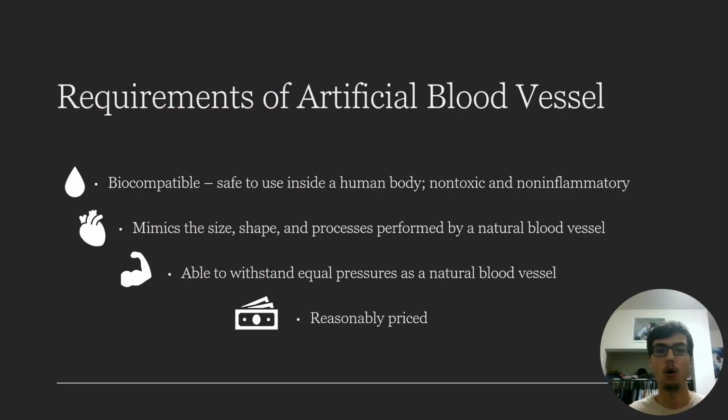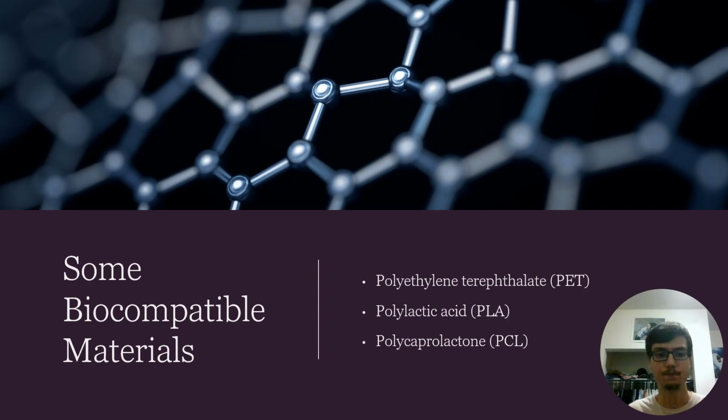Now, the requirements for an artificial blood vessel, because we know what a natural one is. Well, an artificial one needs to be biocompatible. The materials that go in the human body need to be non-toxic and non-inflammatory. The artificial blood vessel needs to mimic the size, shape, and processes performed by the natural blood vessel, of course, so that it can replace it safely. And the artificial one needs to be able to withstand pressures equal to or larger than what a natural blood vessel can withstand. The artificial one also needs to be reasonably priced so that it can sell well and perform well as a company's product.